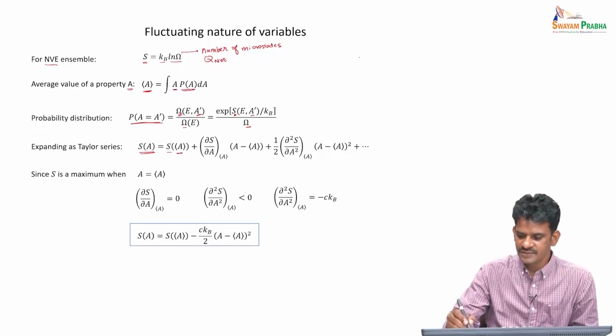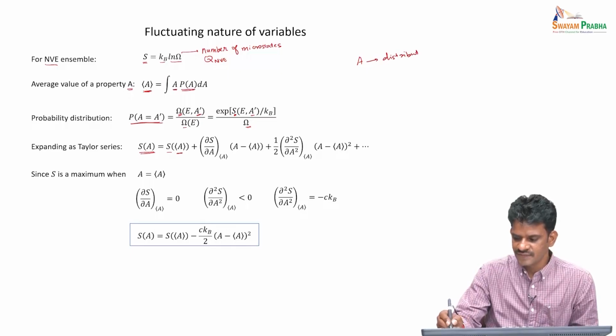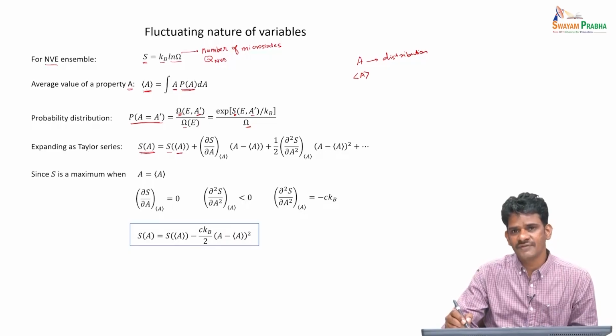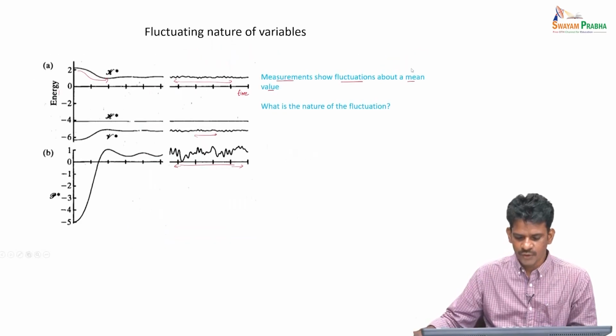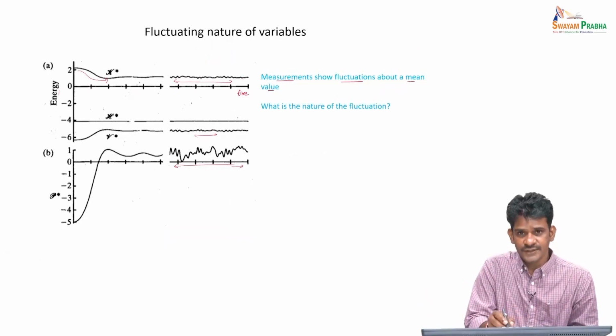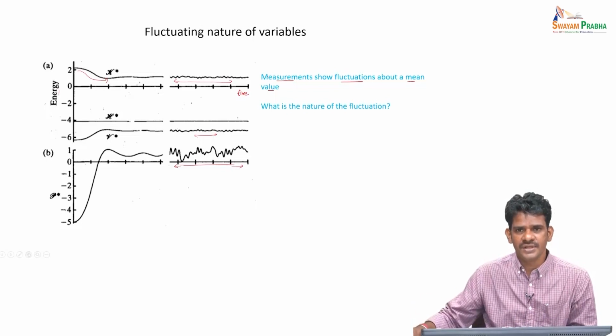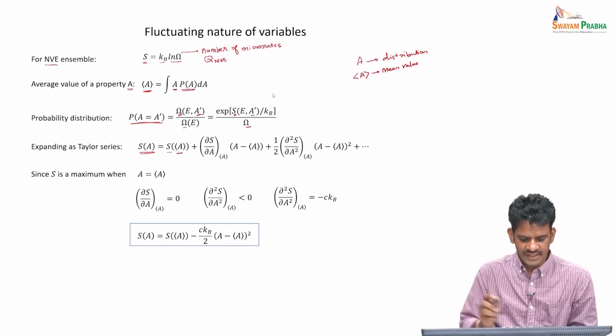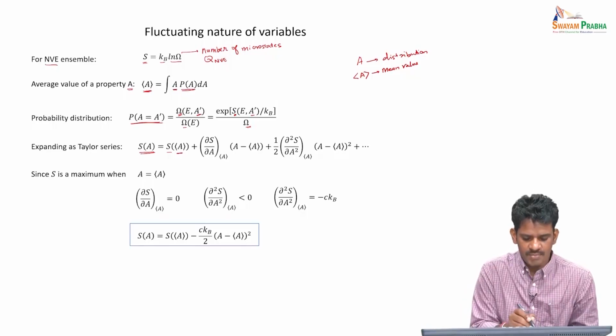So, what we are saying is this property A has a distribution, it can vary, it is a fluctuating quantity, but we know the most probable value for A is given by this mean value. Justification for that is by looking at this kind of graph where there is a fluctuation. So, that means the value is changing, but then the mean value is something we can observe from this particular data.